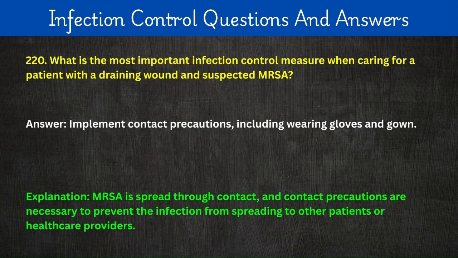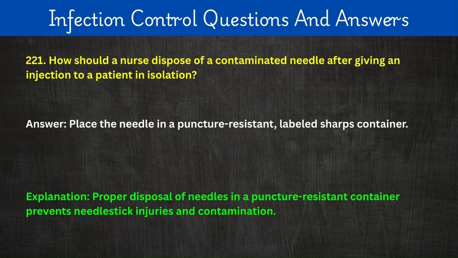220. What is the most important infection control measure when caring for a patient with a draining wound and suspected MRSA? Answer: implement contact precautions, including wearing gloves and gown. Explanation: MRSA is spread through contact, and contact precautions are necessary to prevent the infection from spreading to other patients or healthcare providers.